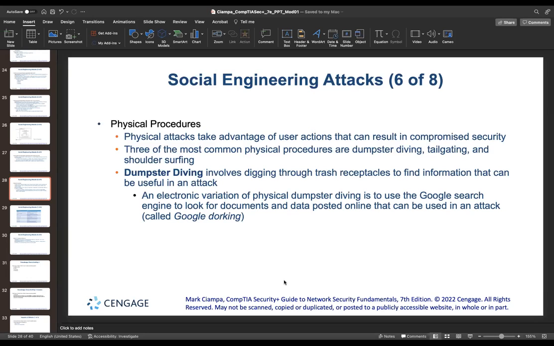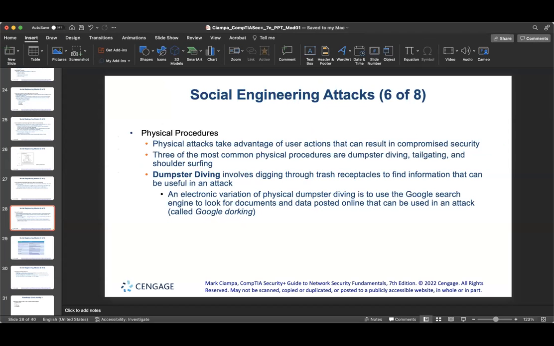Slide 6 of 8. Okay, so I have to do this. Wait a sec, let me just do this. Okay, I have to change it.